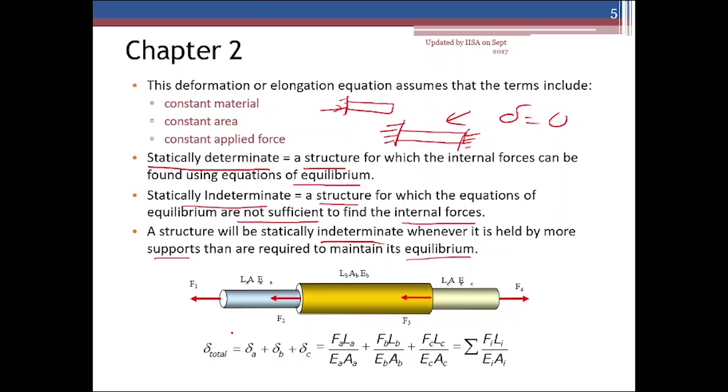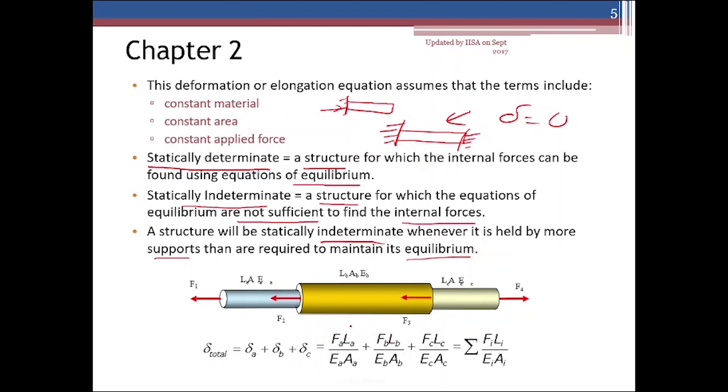When the structure is statically determinate, the delta total or the total deformation will have a value. But if it is statically indeterminate, the value of delta total or total deformation will become zero because it is supported at several ends. So it is already constrained and cannot deform further axially. So the total deformation will be zero. Usually, we use over here P, PA, PB, and PC.